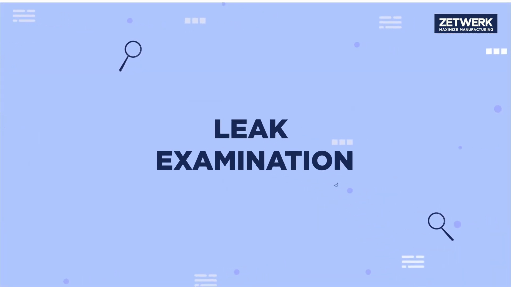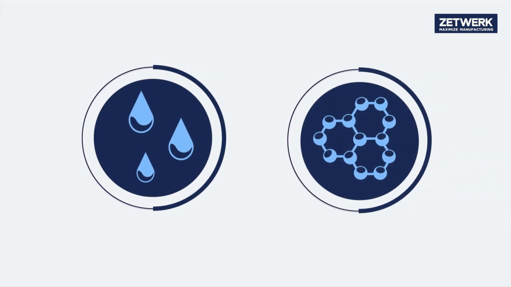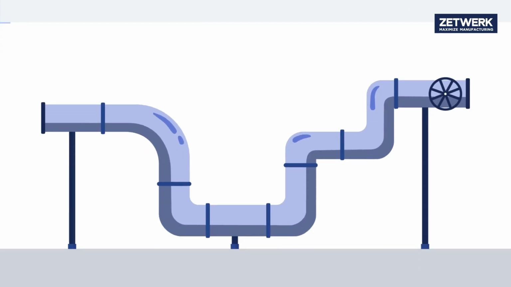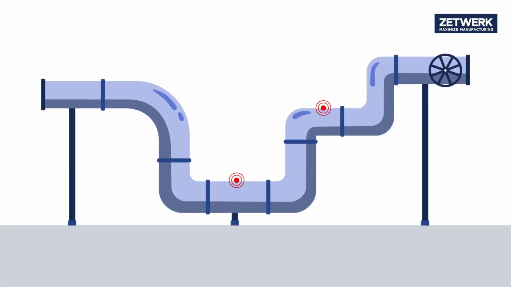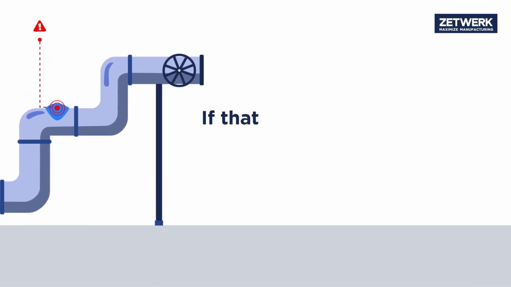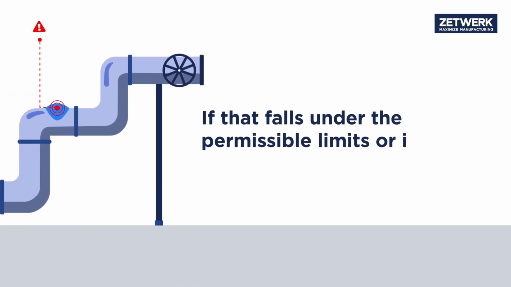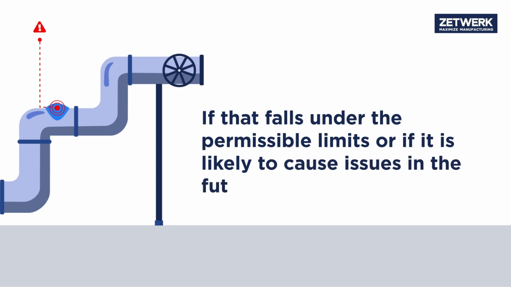Lastly, we have leak examination, which can be performed with liquids or gases. It is used in either pressurized or evacuated components to detect and locate leaks and also to measure the amount of fluid leakage. It works by locating the point of leakage, measuring the leakage rate, and then assessing if that falls under the permissible limits or if it is likely to cause issues in the future.